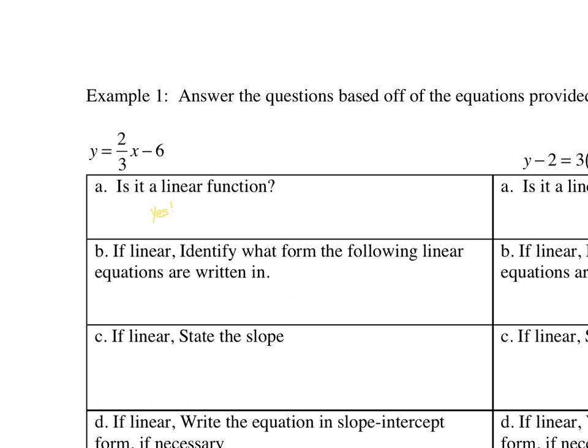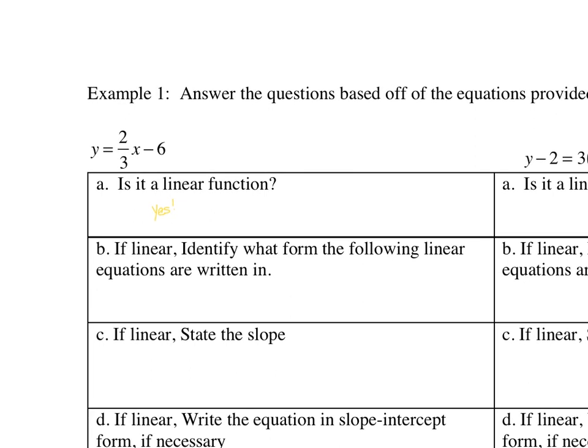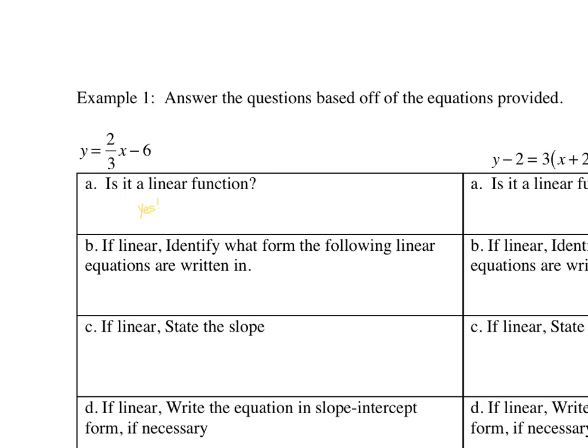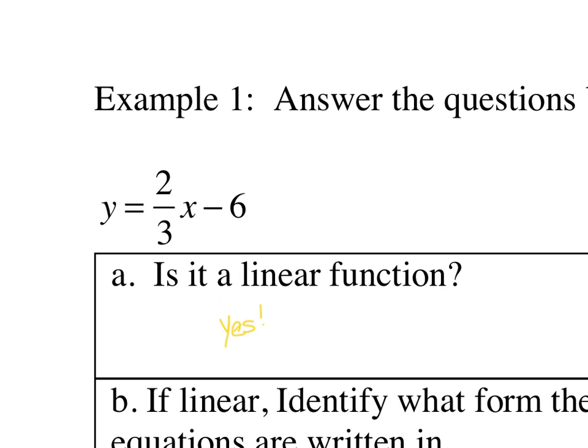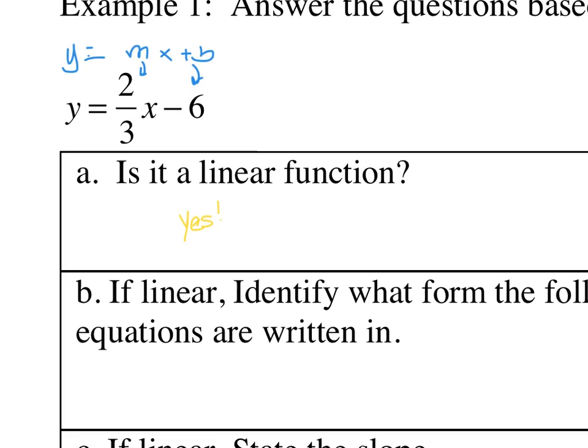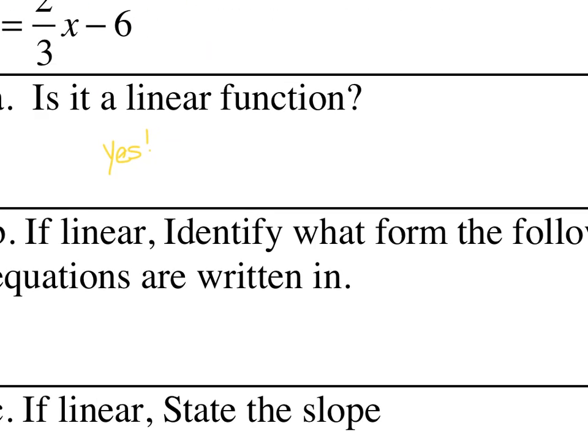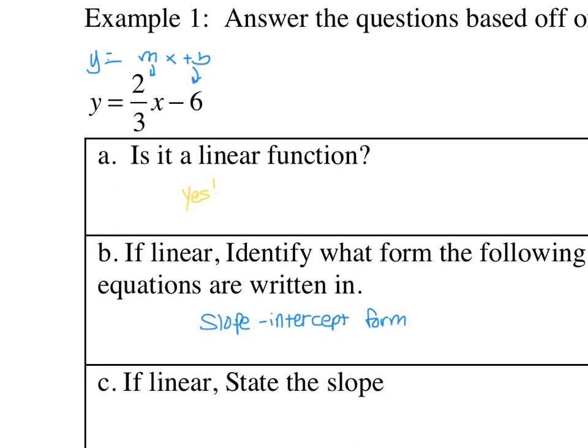Part B says, if it is linear, identify the form the following linear equations are written in. So for instance, if I go back to my notes before, this looks like it's written as y equals mx plus b, where m is my slope and b is my y-intercept. So I can say this is written in slope-intercept form.